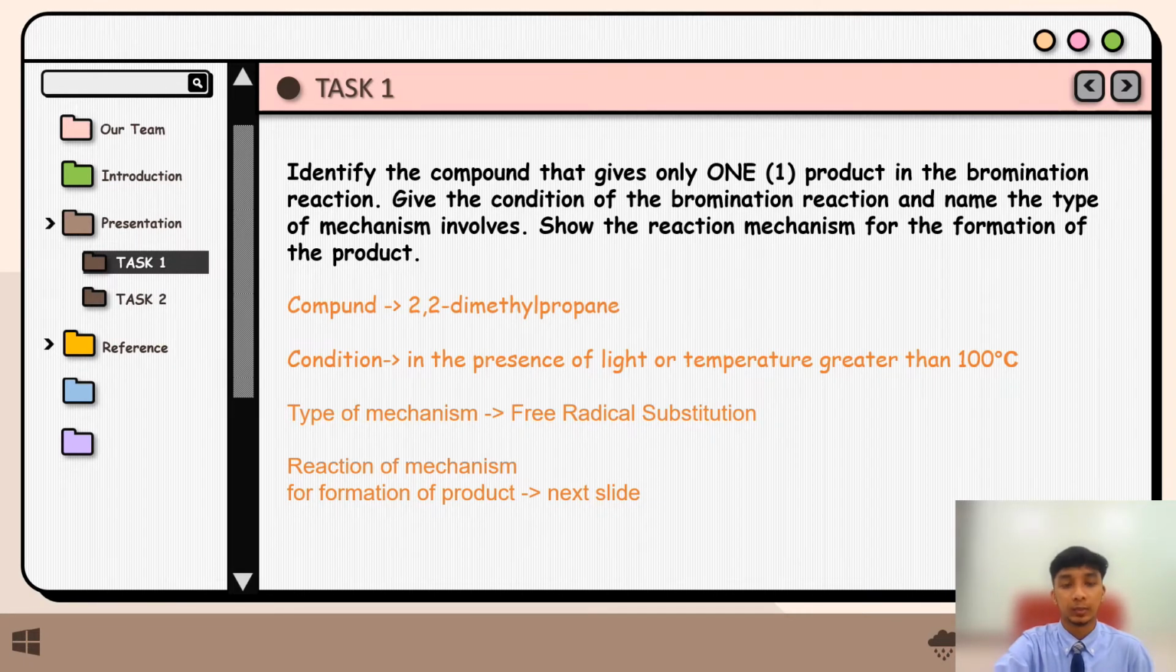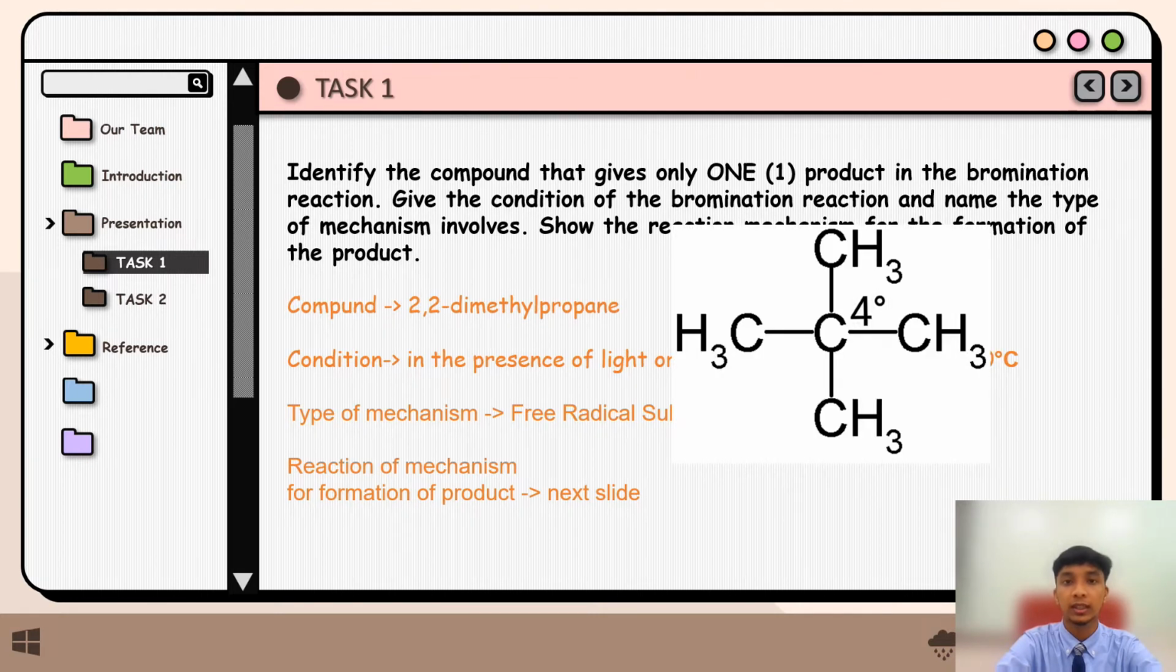So if we expand all the compounds that we got, we identify this compound as giving only one product in the halogenation reaction. Because when we expand the structure, we can get the center carbon, which is a 4 degree, the fourth degree carbon, and the others are 1 degree carbons because there is only one bond with the carbon, and the carbon at the center bonds with another 4 carbons. So there is only one product here.